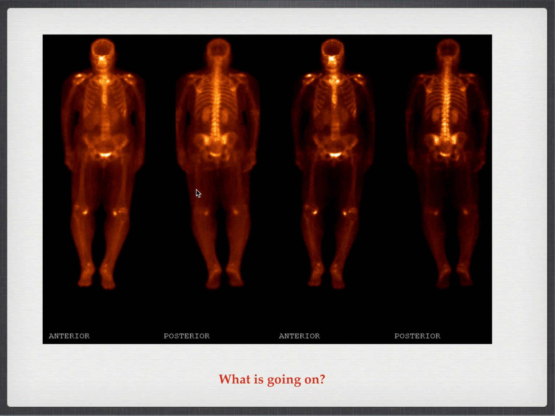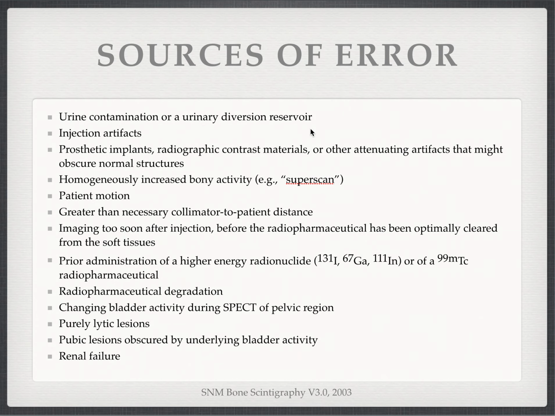All right, what about this case? Can anyone figure out what's going on? And this was a hepatic tumor, and we can see abnormal uptake adjacent to the kidney. So this is tumor in the liver.